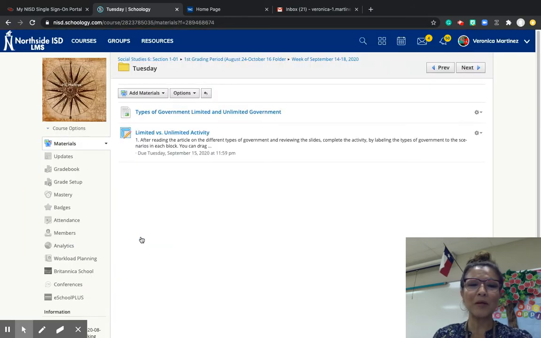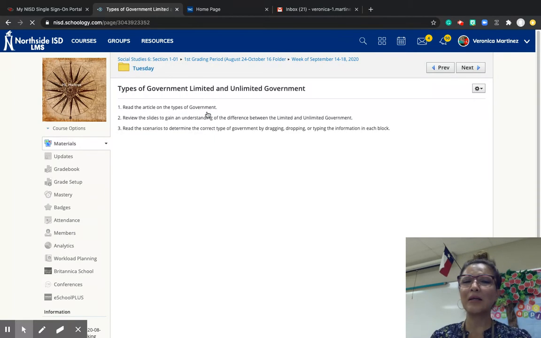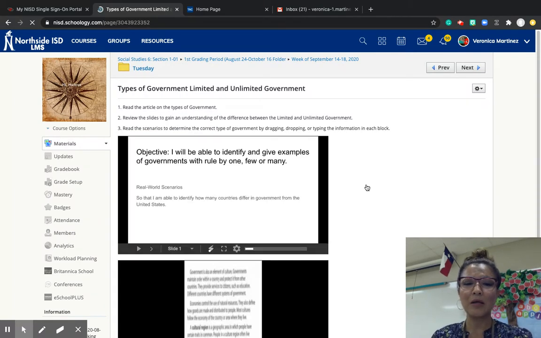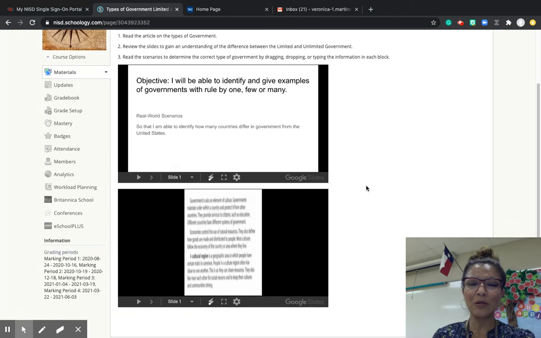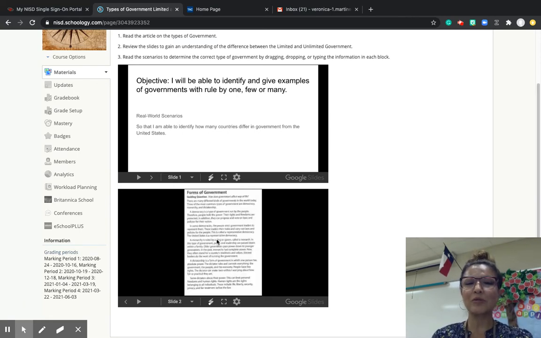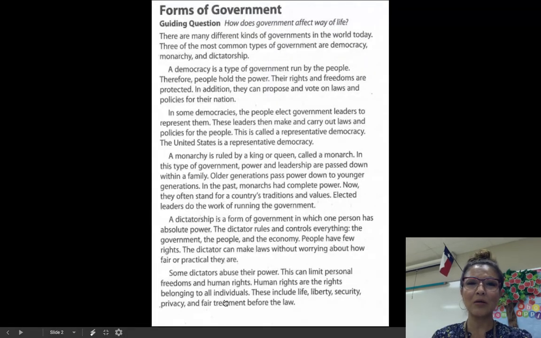Today, we're going to be learning about types of government. So we have two types. There are limited and unlimited government. So what I would like for you to do on your own is first you're going to read this slide. You can open it, and once you open it, it should be easier to read. The most important part is reading this part, the forms of government. You'll be asked a certain question about, what is a form of government?